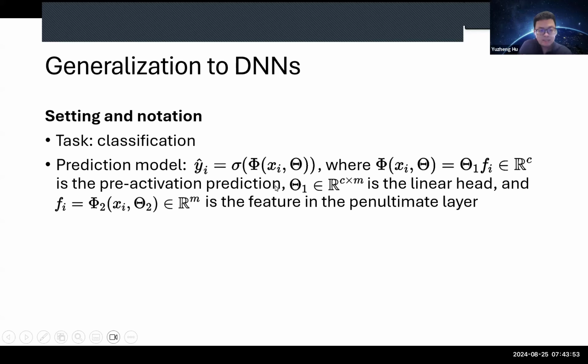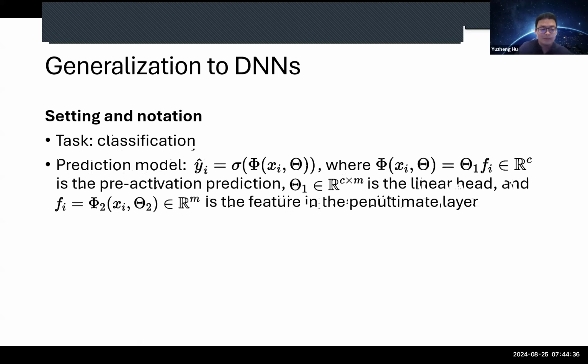And phi is the pre-activation prediction, and it can be further broken down into two parts. The first one is the linear head, which we call theta 1, of dimension c times m. The second part is the feature extraction, which we can write as another feature extractor, phi 2 of xi and theta 2. This is the feature that we use in the penultimate layer. Essentially the model parameters, we write as a whole as theta, but we can break it down into two parts: theta 1 and theta 2. Theta 1 corresponds to a linear head, and theta 2 corresponds to the model parameters used in the highly nonlinear layers.